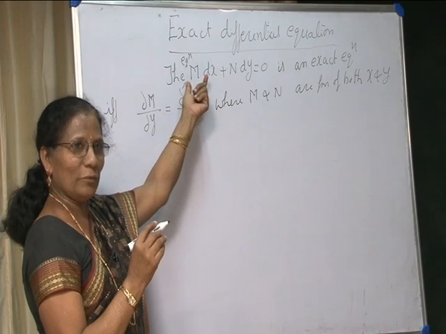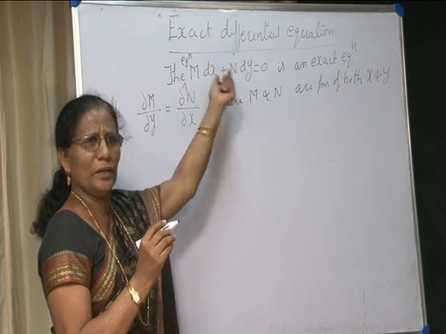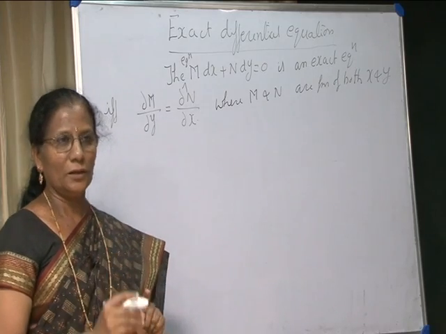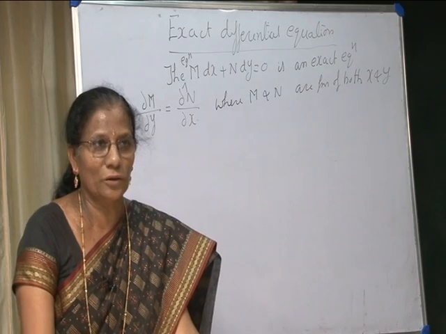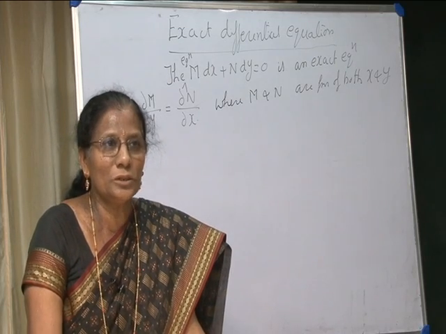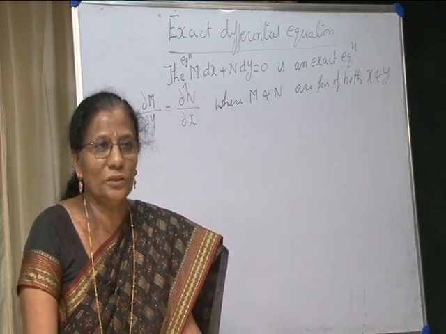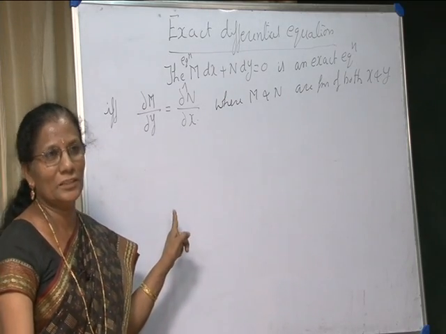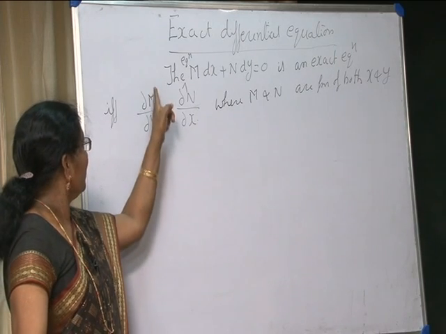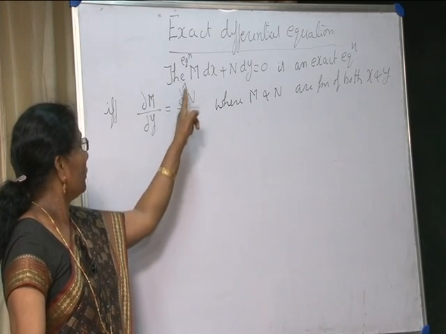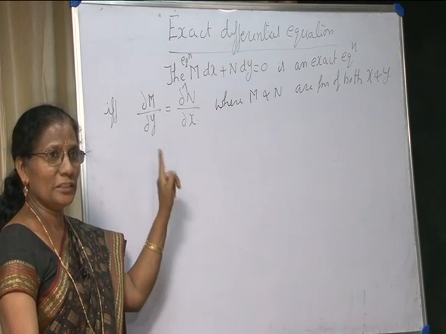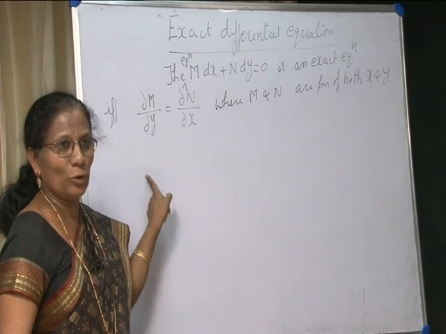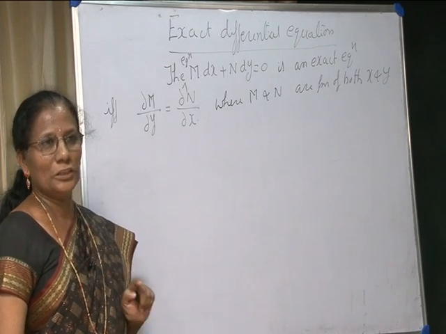In M there will be x and y, and in N also x and y will be present. When do we use this method? When it is impossible to put the given equation in the variable separable form, then we test this method. So this indicates delta M by delta y is equal to delta N by delta x. If this condition holds good, this equation is called an exact equation. Here we have to understand what is meant by partial differentiation.